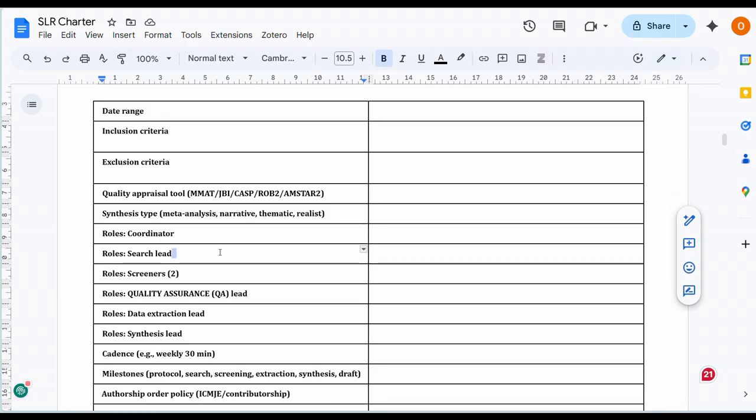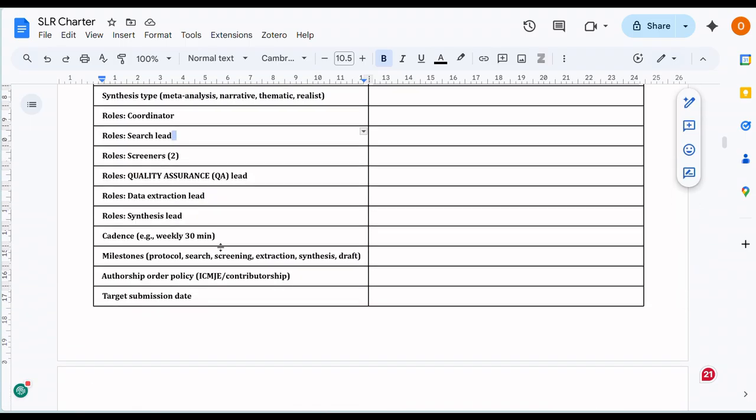coordinator? Who is going to do the search? Who is going to be the screener? Two people minimum. Then quality assurance. Who is going to lead the quality assurance team? Then the data extraction lead. Who is going to lead data extraction? Number one, number two person.